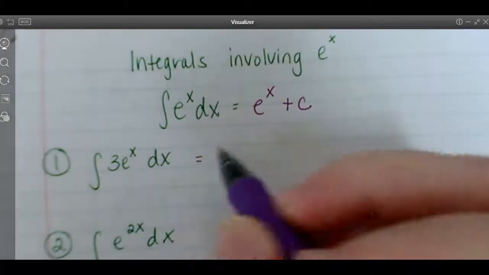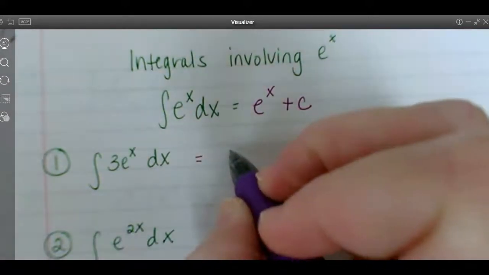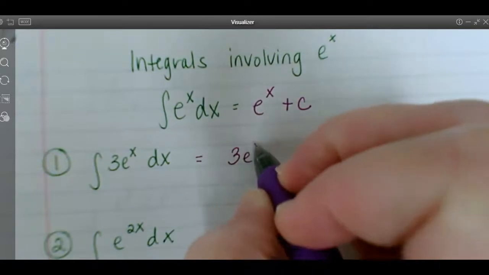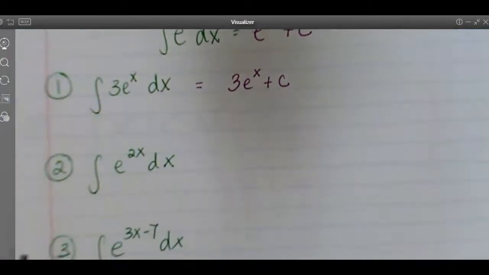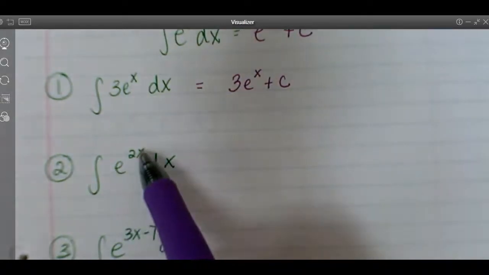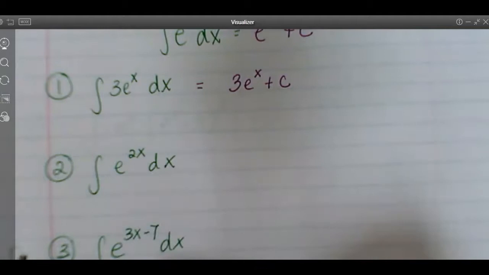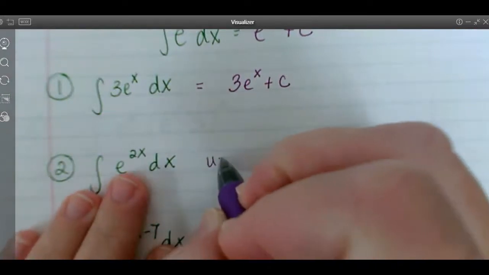So on the first problem here, we just have a constant times it, so we know that we can say, well, that is the same as the constant times e to the x and then plus c. The problem becomes whenever our power is something other than x, because with the chain rule and the derivative, we know that the derivative of e to the 2x is 2e to the 2x. So the antiderivative is sort of opposite of that, and we're just going to let u be 2x.